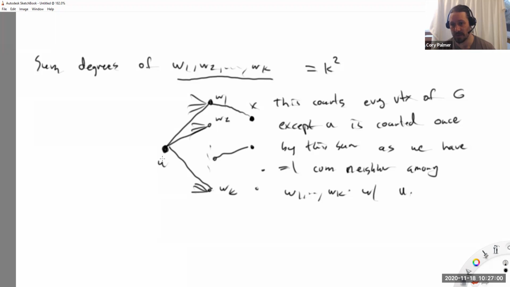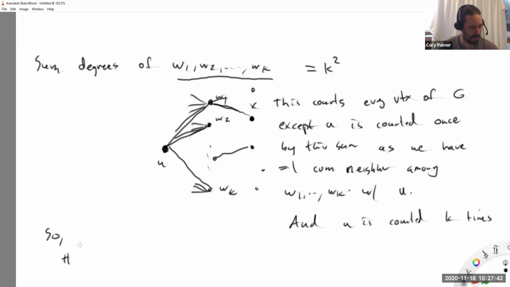How many times does U get counted? It gets counted K times when I add these up, because there are K edges going into it, right? So when I add these degrees, each of the outgoing edges is counted, and each vertex that is outside of the set gets counted once, okay? Moreover, even the W_i's themselves get counted by this sum as well, right? Because again, U and W2 have a common neighbor, and that's among the W_i's here. And U is counted K times.